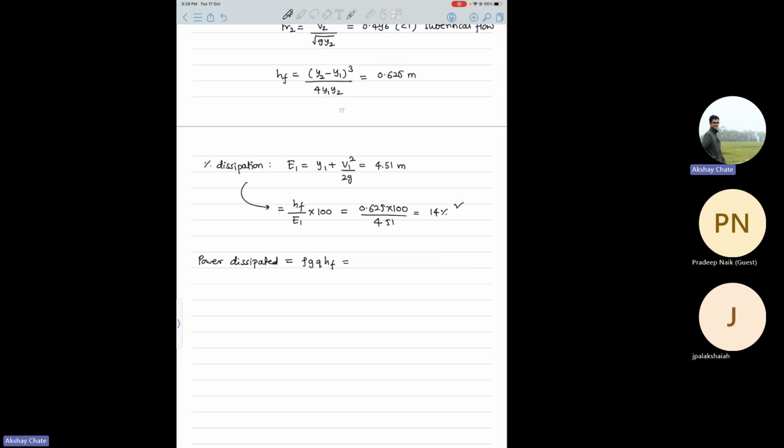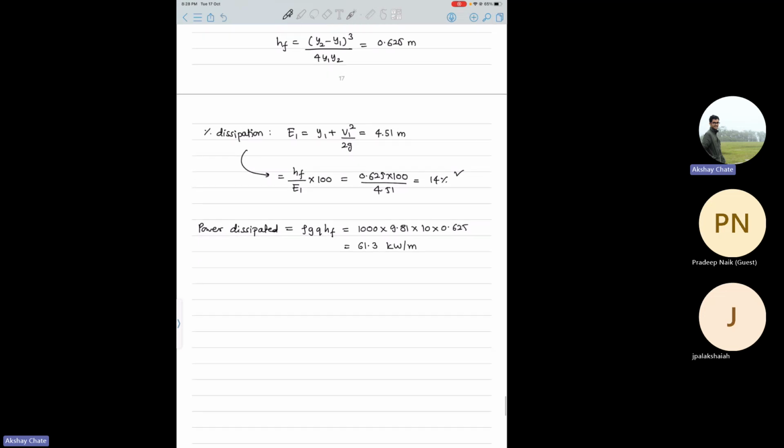And you can put 1000 for water, 9.81. q was given as 10 and head loss is 0.625. So if you do that, you should get 61.3 kilowatt per meter, because it is per unit width of the channel. So this is also done, and now the temperature rise.